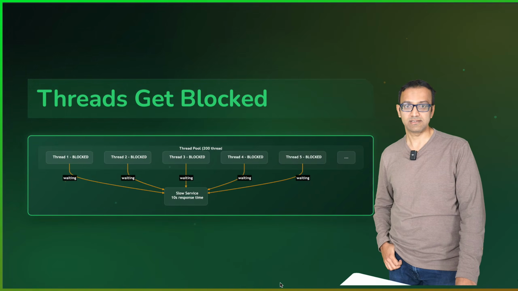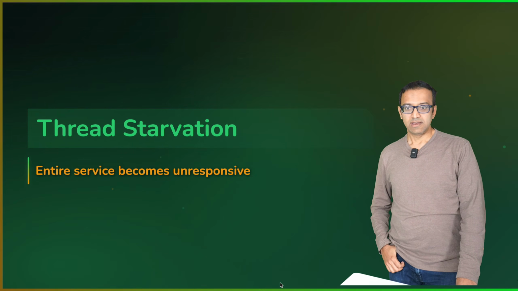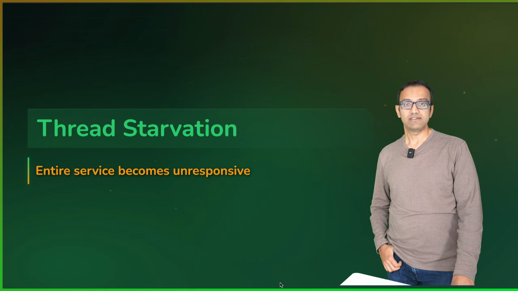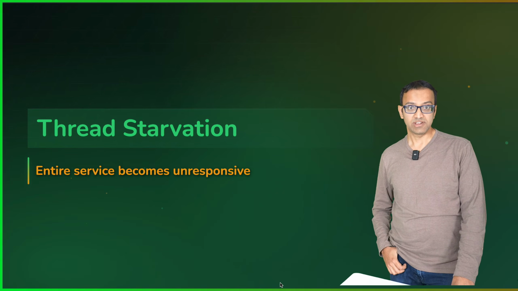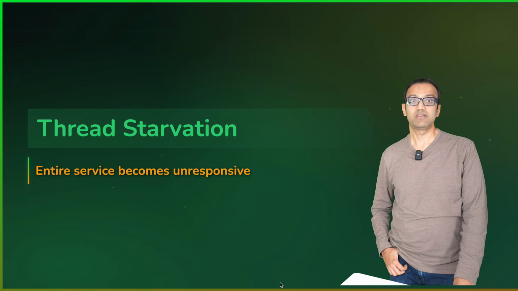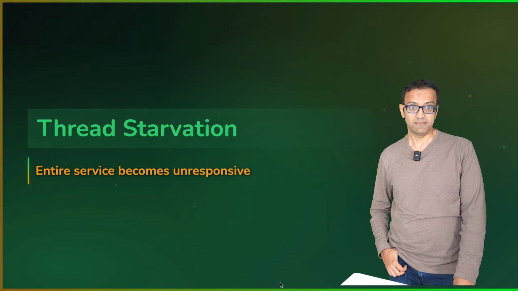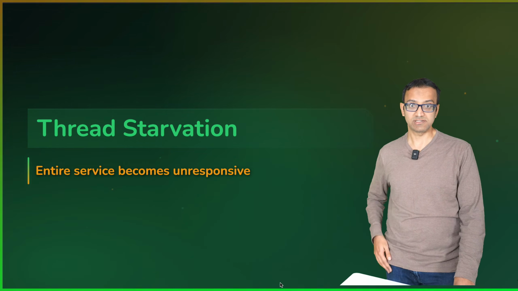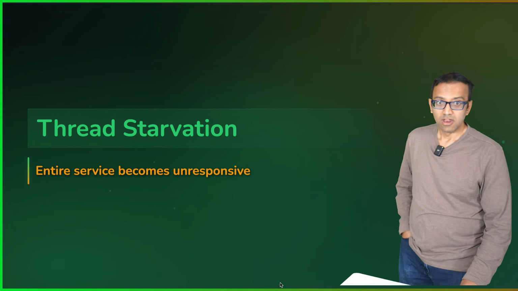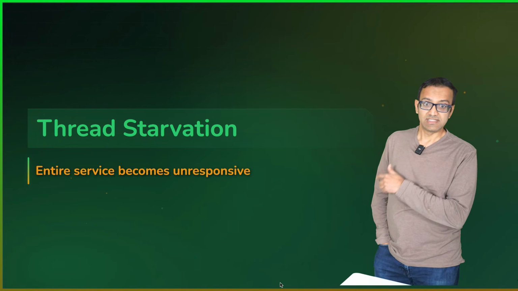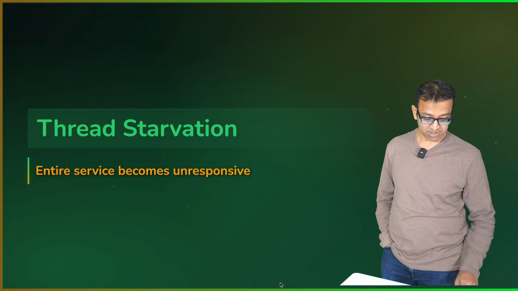Threads get blocked, and so this is called thread starvation. Eventually, you run out of available threads. Now, your entire service is unresponsive, not just for the requests that need the recommendation engine, because guess what?